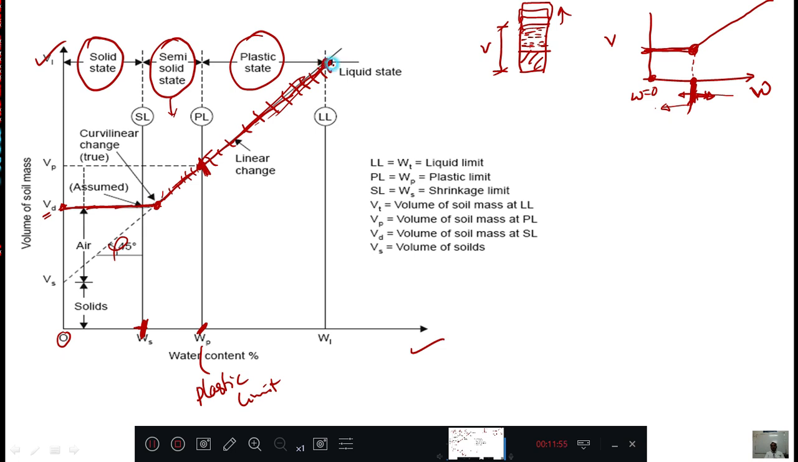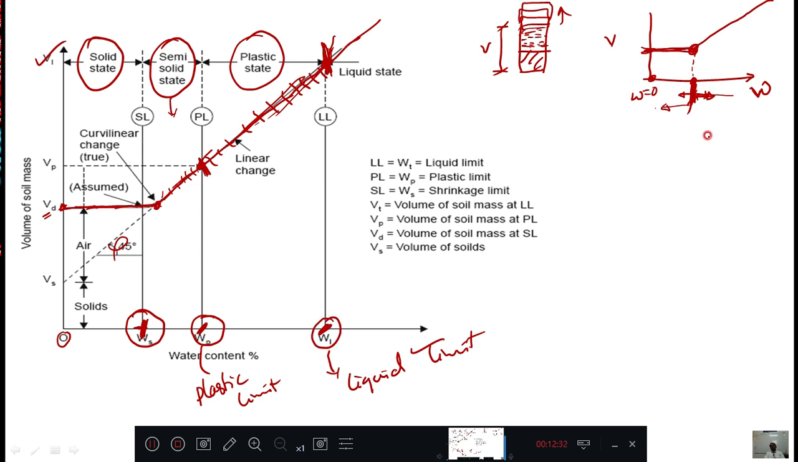Then after that, if you add a little more water than this, it behaves like a liquid. That particular water content is called the liquid limit. See the meaning of shrinkage limit, plastic limit, and liquid limit. Watch the video, go back and pause it, understand, and watch it again. By doing that you can draw the definitions for shrinkage limit, plastic limit, and liquid limit.